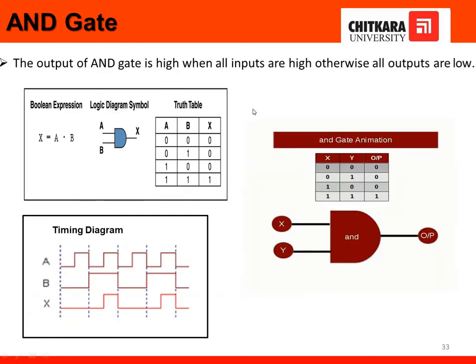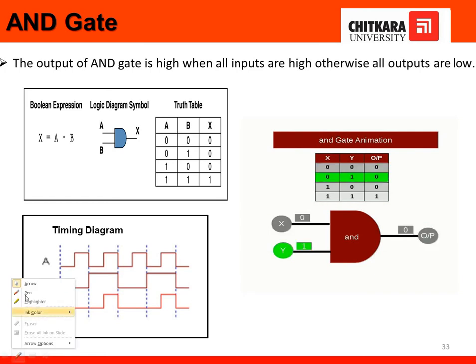So see it very carefully. First of all, in order to understand the functioning of the AND gate, see this GIF which is represented in green color. X and Y are the inputs, that is 0,0, 0,1, 1,0 and 1,1. Whenever it is 0,0, output is 0. 0,1, again output is 0. 1,0, again output is 0. But when it is 1,1, the output is 1. Which means the AND gate gives 1 only when all the inputs are high. Otherwise it gives a 0.